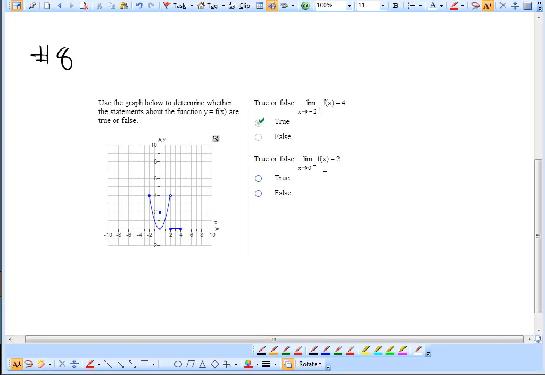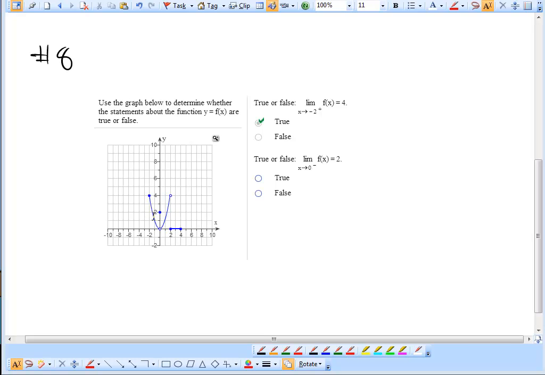All right, let's look at the second part. Now, we're looking as x approaches 0, so first focus on that x value 0. That's right here on the y-axis. We want to approach it from the left. That's what the negative superscript means. So I'm going to start here on the left from, say, -2.